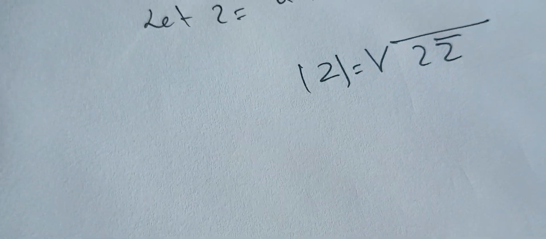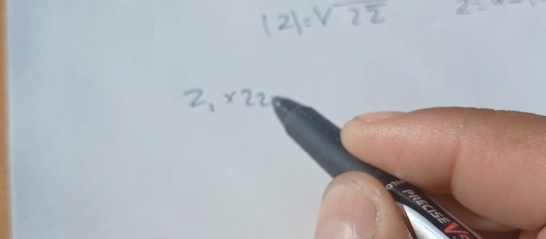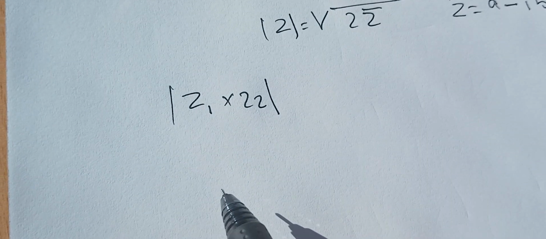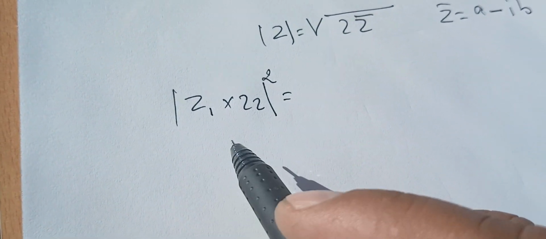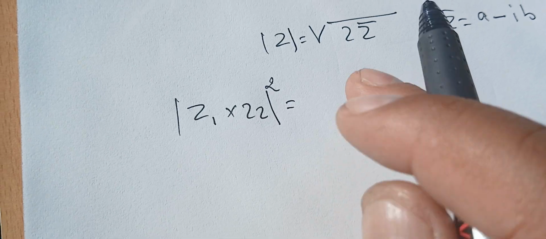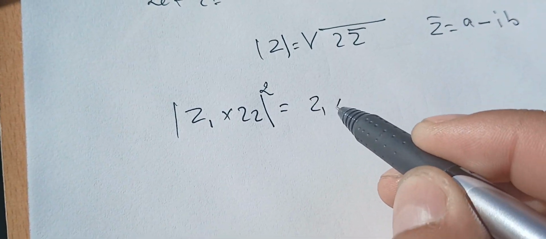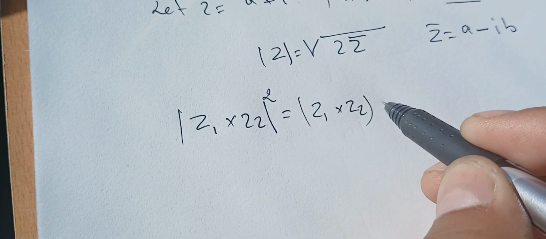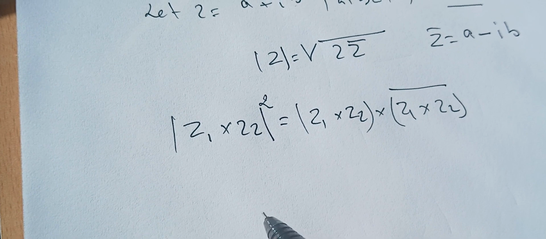So one of the results that we're going to need first is: what's the norm of the product of two complex numbers? Given z1 and z2, what's the norm of z1 times z2? Okay, so if we square this one and apply the definition here, we get z1 times z2 times its conjugate, which is z1 times z2 bar.